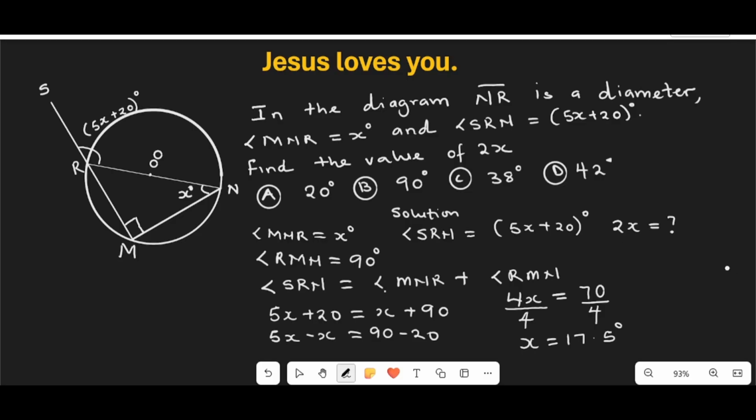And the question says we should find 2x. That means 2 multiplied by 17.5 degrees, which is equal to 35 degrees. So there's no correct option in the given question. Our 2x is 35 degrees.